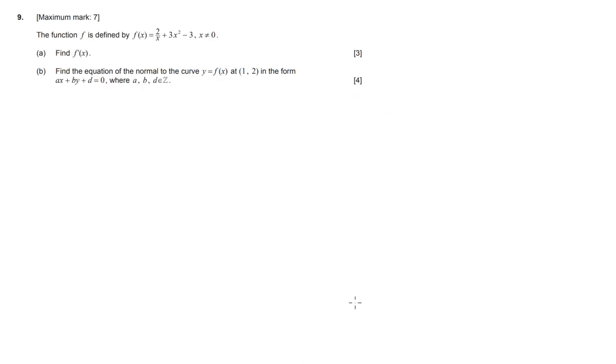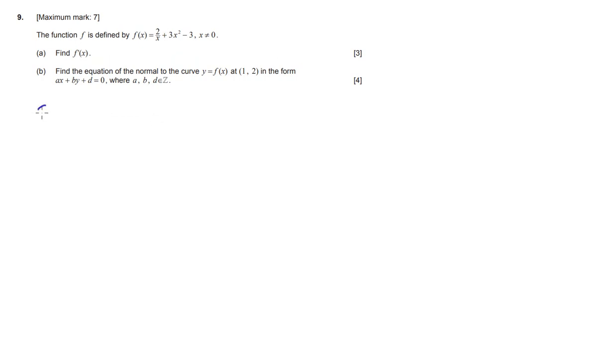Let's move on to number 9 here. It says the function f is defined by f of x equals 2 over x plus and so on. Find f prime of x. That, hopefully you remember, is the derivative. Now, the way we were doing this in class is we moved all of our x's to the top. We didn't memorize any extra formulas. We just knew that we moved all the x's to the top, and then we took the derivative.